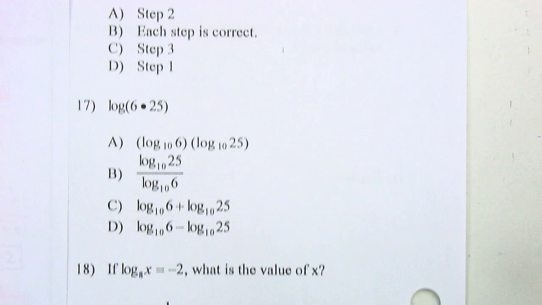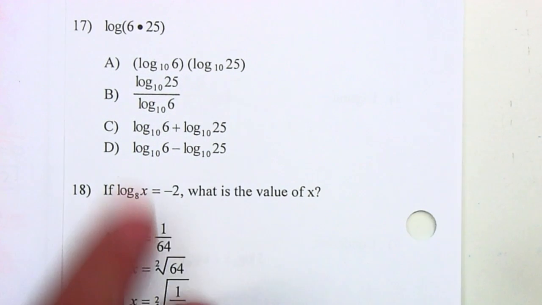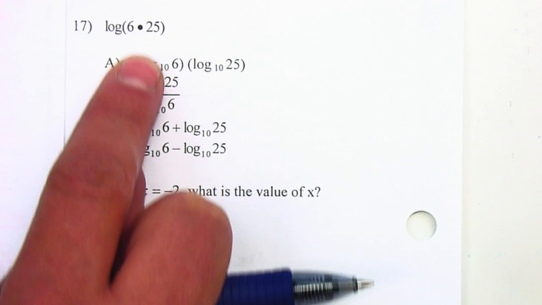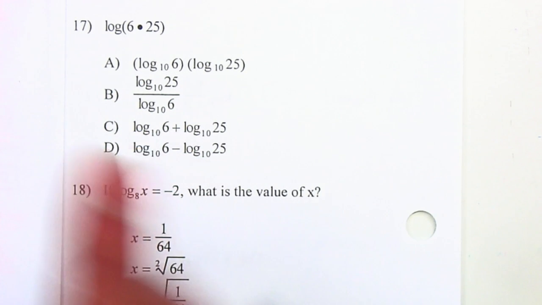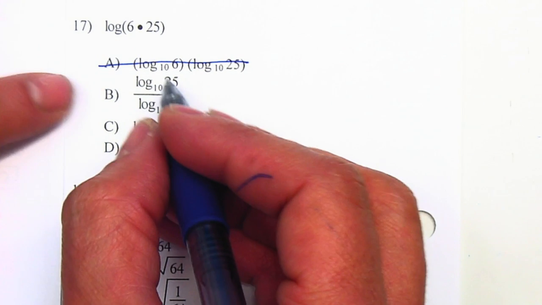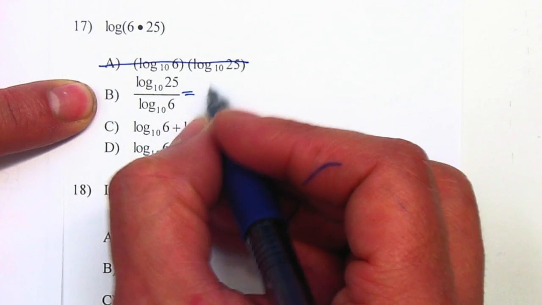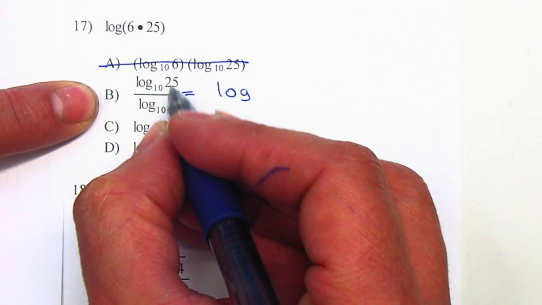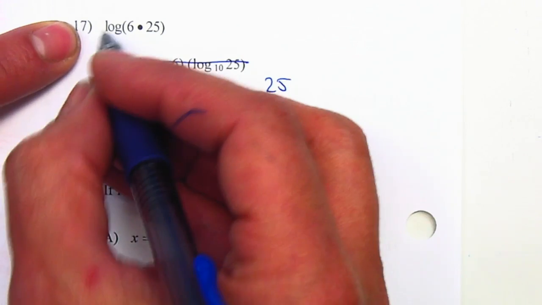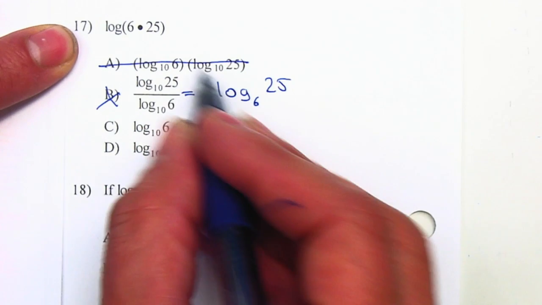Number 17 deals with the properties of logs. There's a multiplication in between, so we need to be able to find something that's equivalent. Remember that we don't have a property when they're multiplying. If we do the change of base property, if we work backwards, this will be log. The 25 is the big 25, the 6 becomes the base. It's not the same. Those two expressions are not equivalent. This is not the same as this.